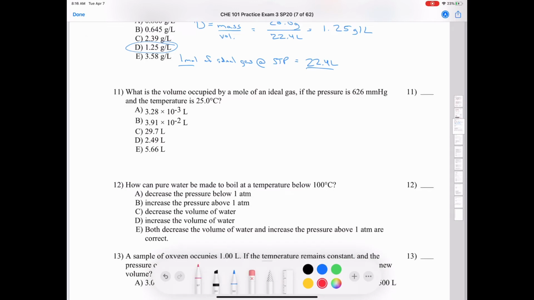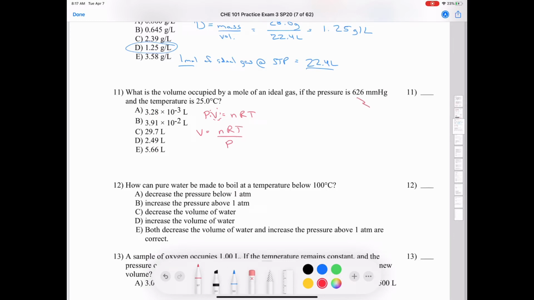Number 11 asks us, what is the volume occupied by a mole of an ideal gas if the pressure is 626 millimeters of mercury and the temperature is 25 degrees Celsius? So in order to solve this one, we're going to need the ideal gas law, which is PV is equal to nRT. And we're looking for the volume. So we can rearrange the formula to be volume is equal to nRT divided by the pressure.